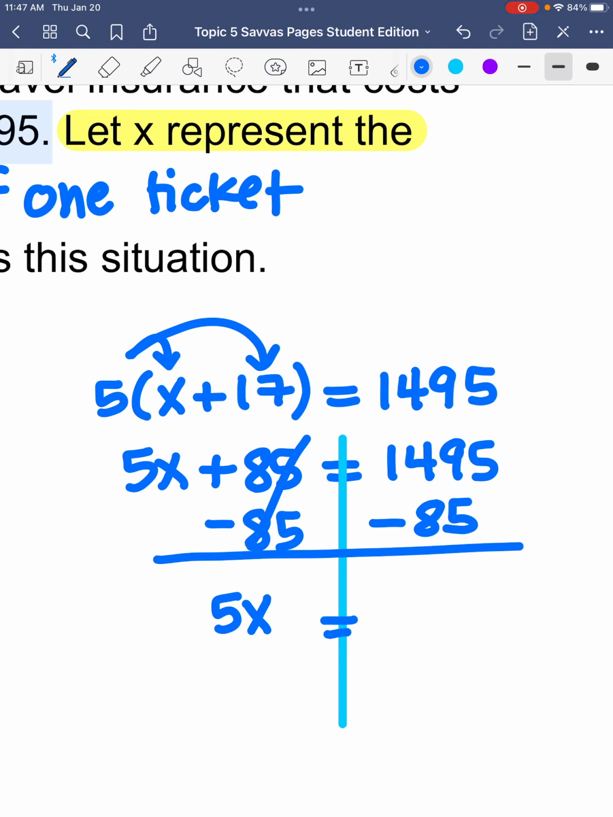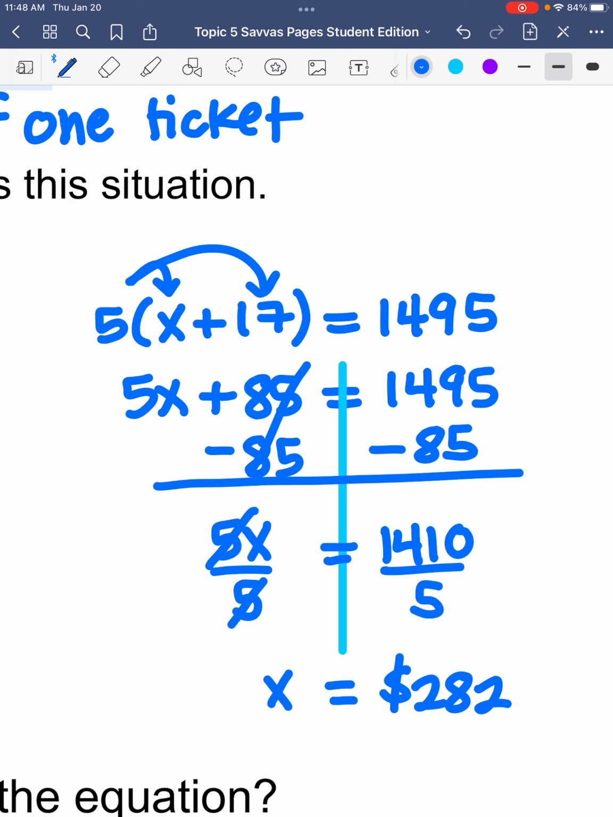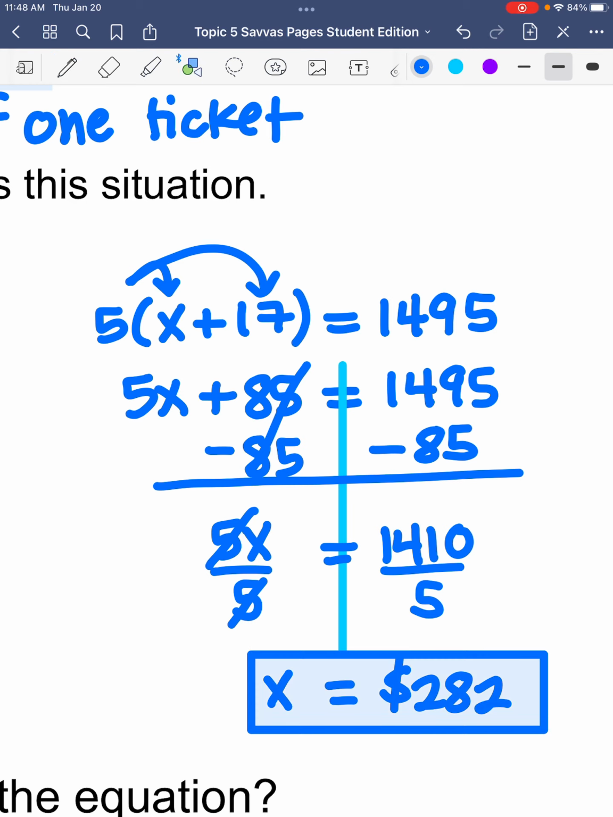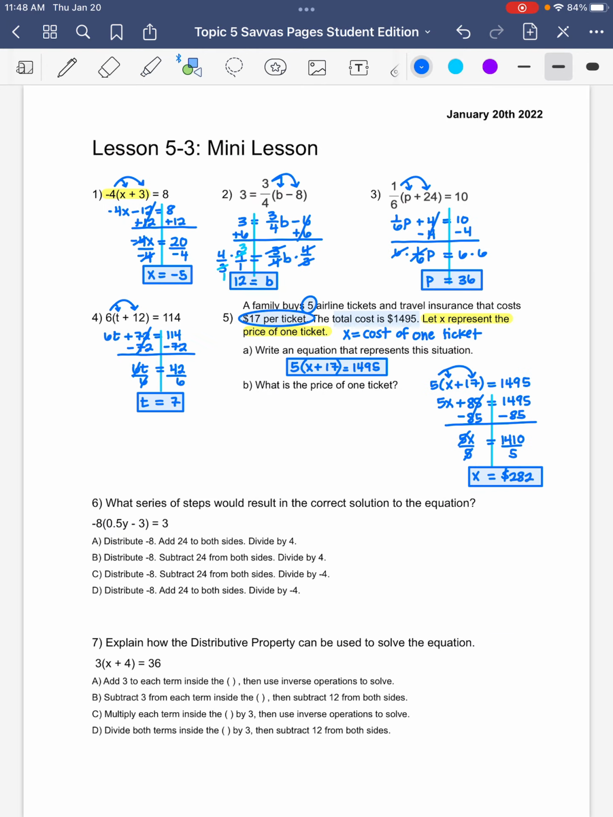Now 1,495 minus 85 is 1,410. Now to get that x by itself, we have to divide by 5 on both sides. So the 5s cancel out, x equals, and if I put that into my calculator, I get $282. So x equals $282. That's how much one plane ticket costs. Okay, moving on to number 6.